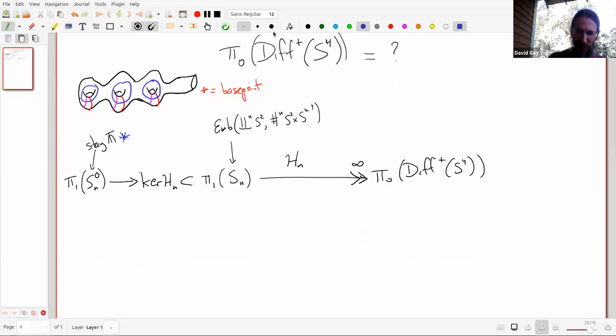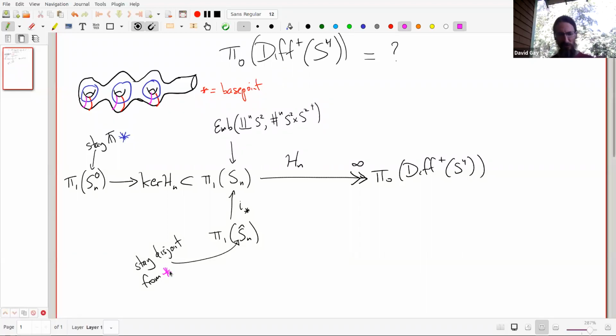Then there's another one, π1 of Sn hat. There's a map there; call that map I star. These are embeddings which stay disjoint from the pink stuff, a parallel copy of the base point, disjoint spheres.